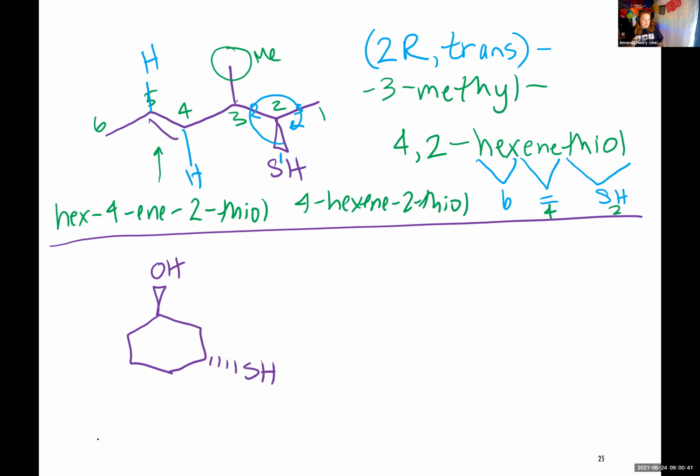Do you think we're going to start numbering this at the alcohol or the thiol? Yeah, so at the alcohol. So we're going to start numbering at the alcohol because the alcohol becomes part of the parent chain name, and the thiol is going to be a substituent in the front. And so because the alcohol is part of the parent chain name, it gets higher priority. So we're going to say 1, 2, 3. So 3-mercapto.